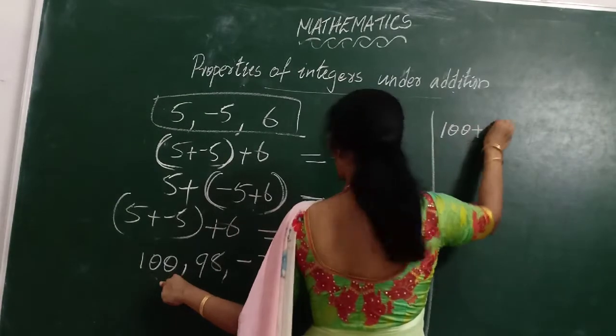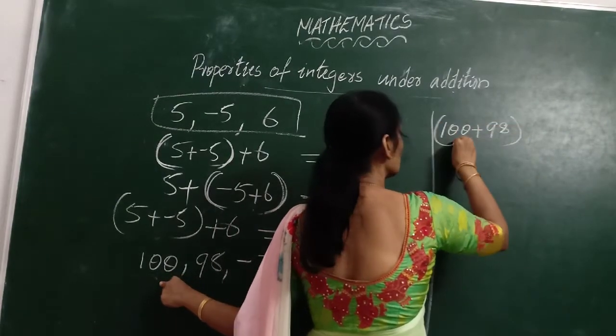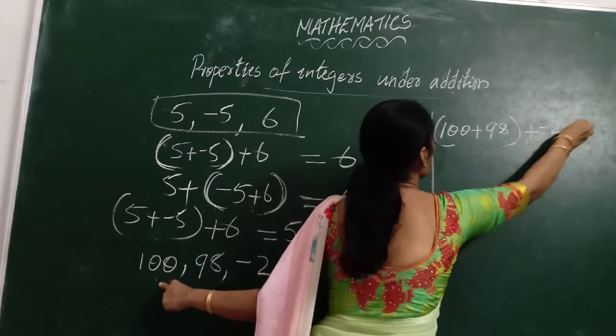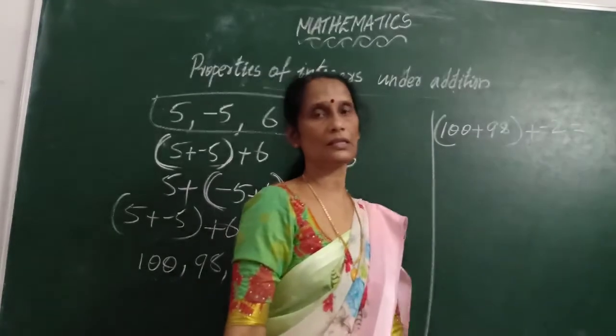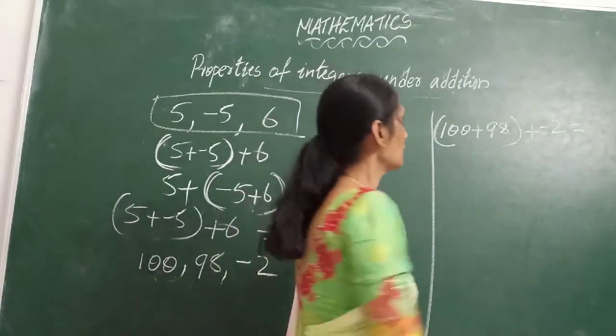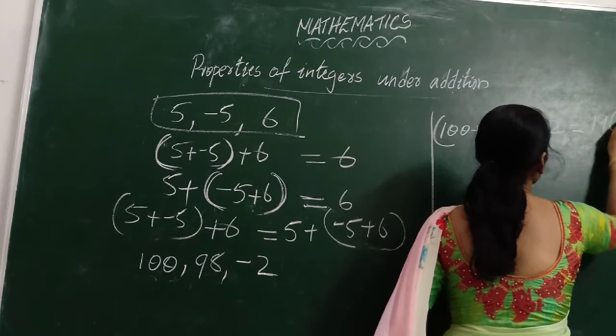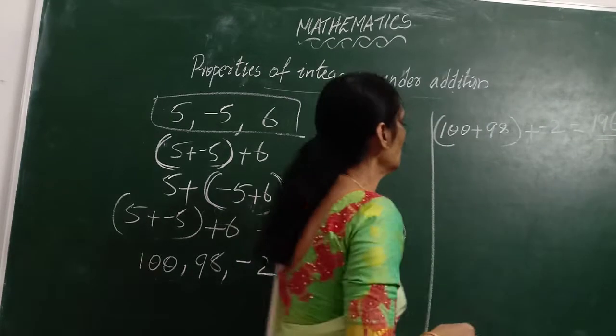100 plus 98, which are in the bracket, plus minus 2. Okay, what is the answer? 100 plus 98 is 198. 198 plus minus 2 is 196.